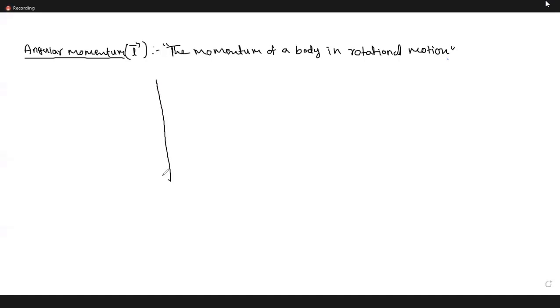Suppose this is the axis of rotation, and one particle is rotating like this, in a circular manner. Its radius is r, the position vector.